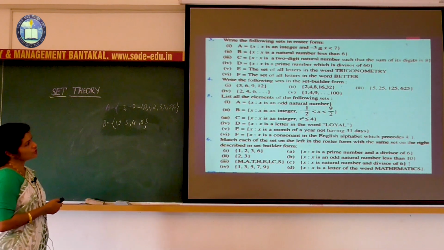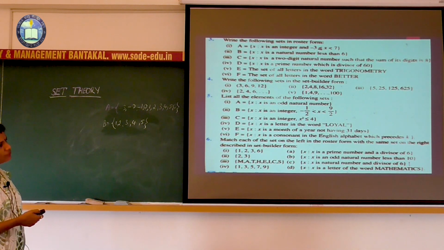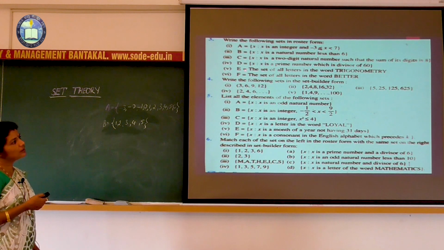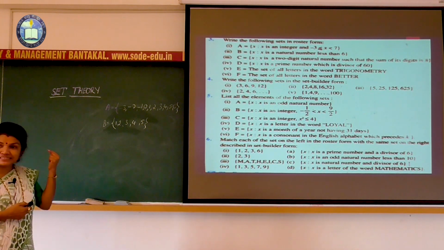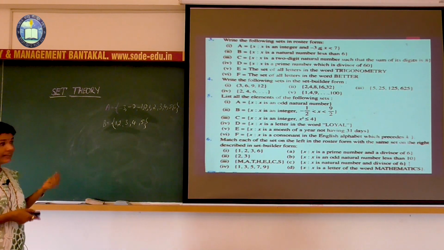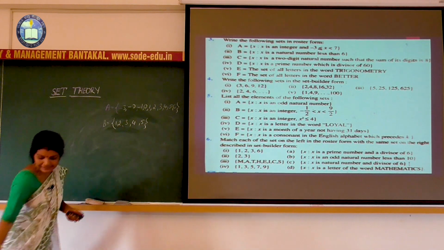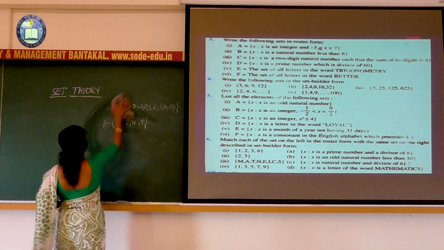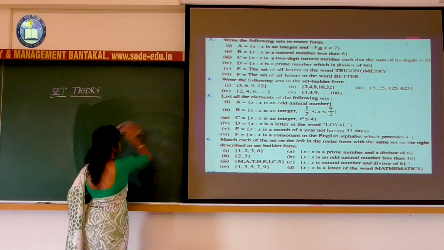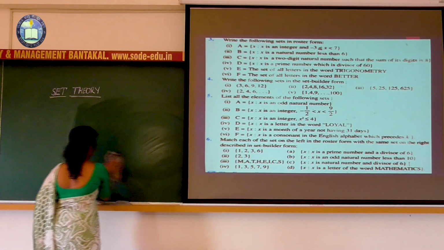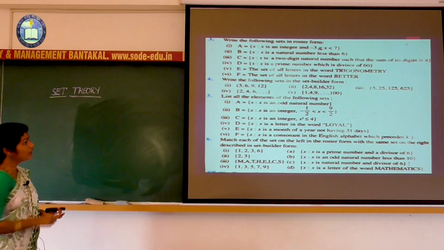Now consider question number 4. Write the following sets in the set builder form. You can observe the first question is 3, 6, 9, 12. That means it is in the roster form, right? It is in the tabular form. Now you have to convert that to set builder form. I'll consider the first question itself.